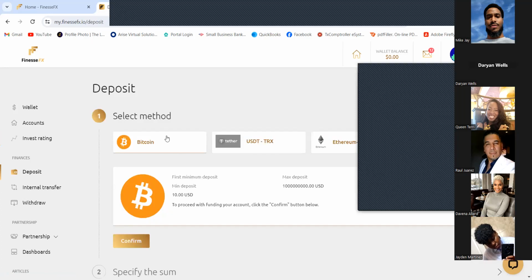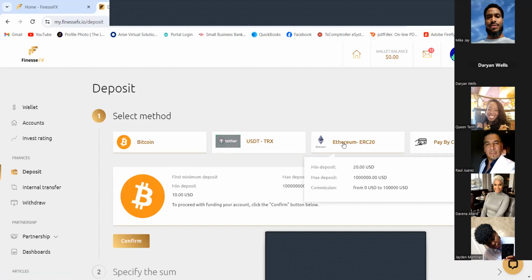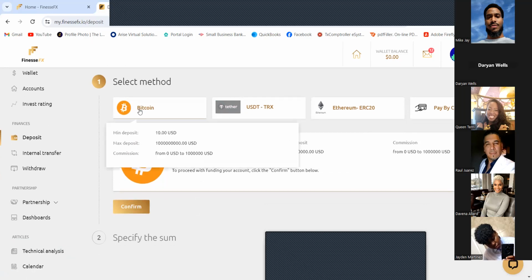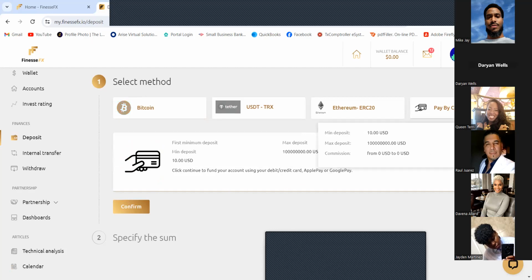So you can go with Bitcoin, you can go with USDT, you can go with Ethereum, you can go with a pay card. So if you have a debit card, you can go here, as long as it's confirmed. If you have Bitcoin in another wallet, you can fund your account with Bitcoin if you know about crypto. Okay, I won't cover that in this training because it's not really designed for that. But if you want to do a card, you can come here. Okay, choose what you want.